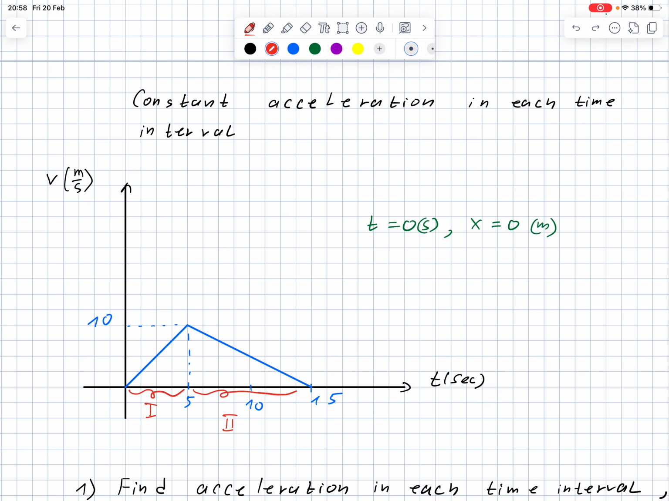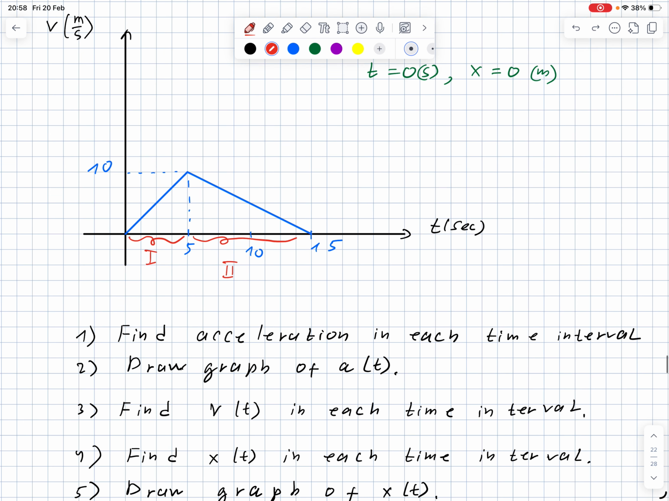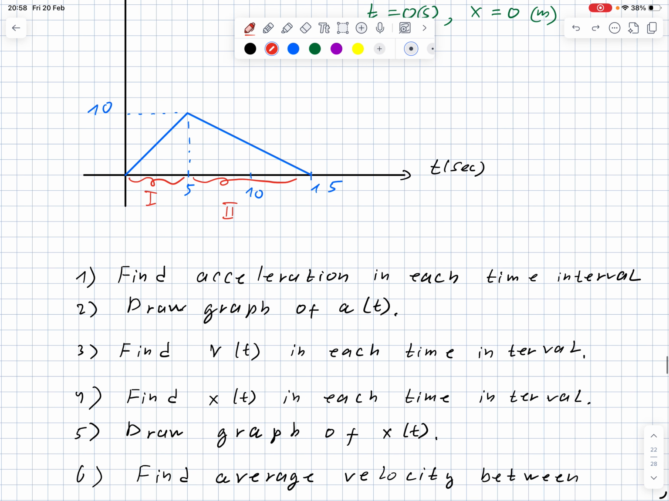Also, it is given that when t equals 0 seconds, the initial position of the object is 0 meters. Okay, let's go over the questions. Part 1, we need to find acceleration in each time interval. Then we have to draw the graph of a of t.